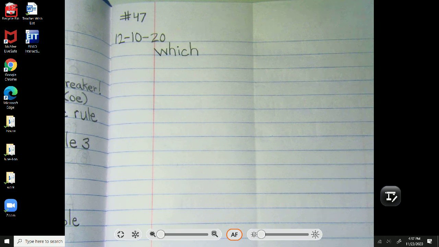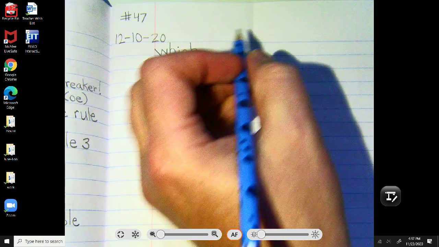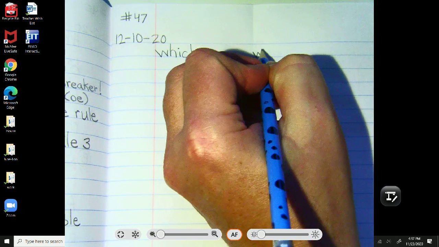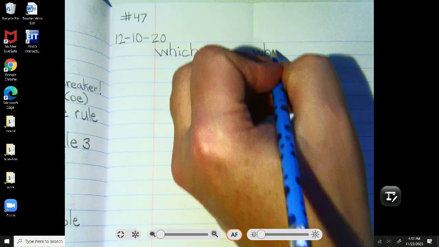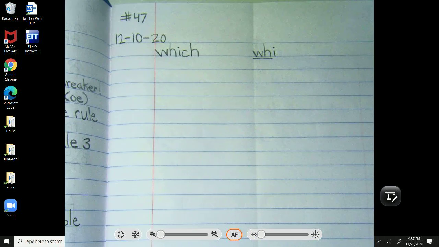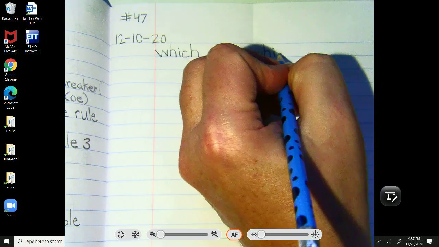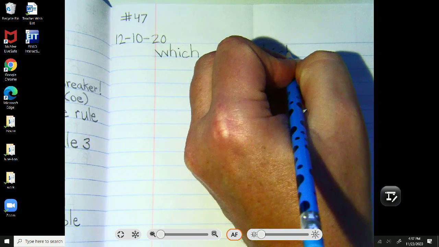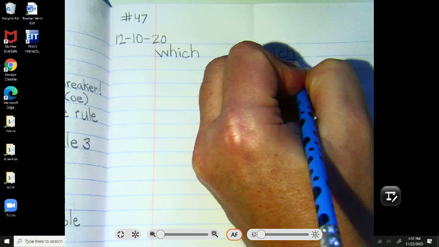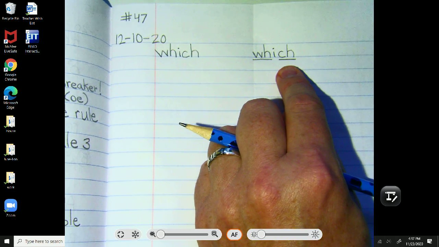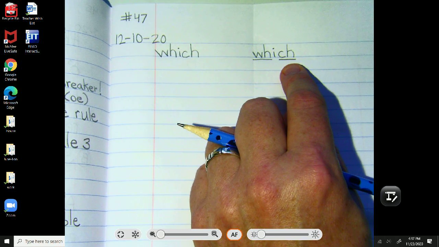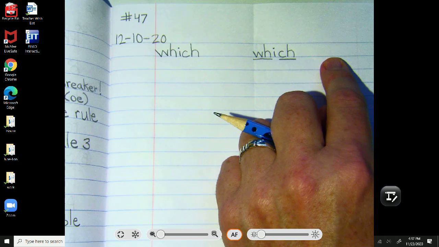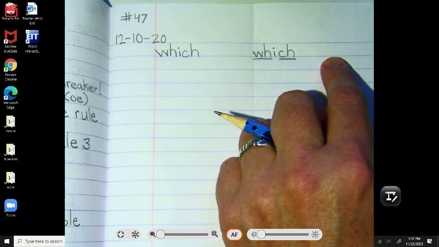Let's see how you did. How many syllables in which? Right, one. Our first sound is w, with a feather. W, with a feather. I, first sound of I-E, and ch, sh, which. Which sound of ch, sh. Its first sound, w, I, ch. There are no rules. Which brings us to our next word.